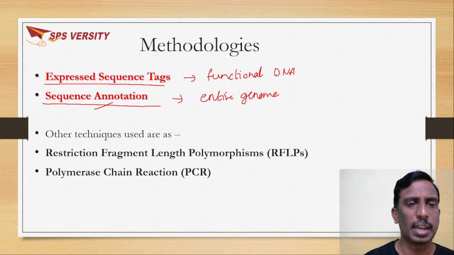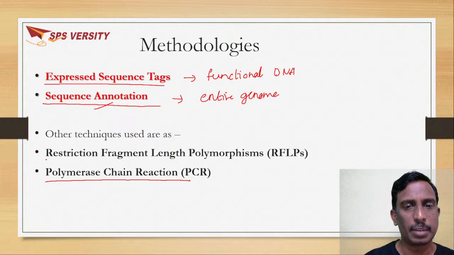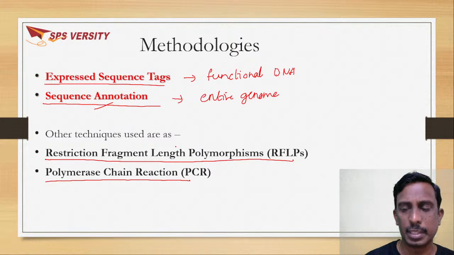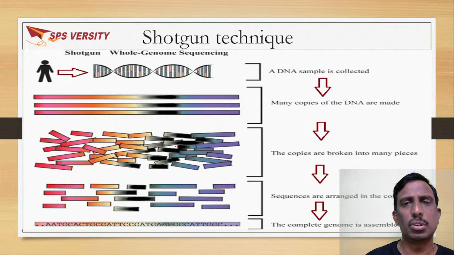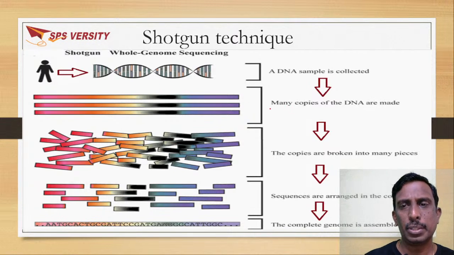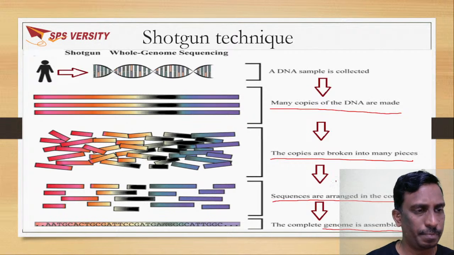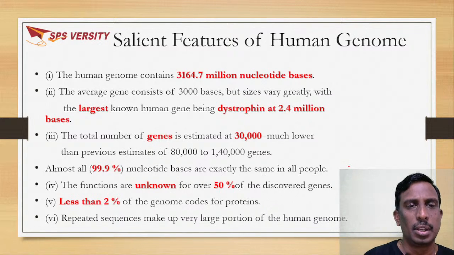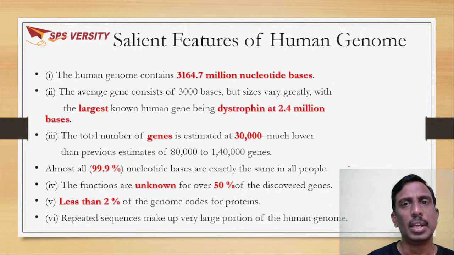There are other techniques also, like polymerase chain reaction (PCR) and restriction fragment length polymorphism (RFLP). And there is another method called the shotgun technique. In this technique, DNA is collected, many copies of DNA are made, and these copies are broken down into many pieces. These sequences are arranged and the complete genome is assembled. Like this, the human genome is sampled from a source and sequenced using sequence annotation, in which the entire genome is sequenced.